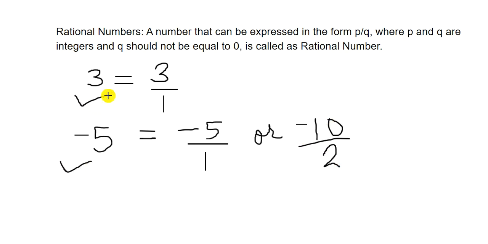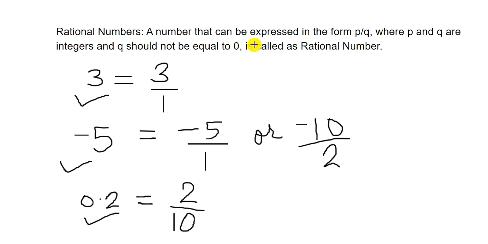Similarly, 3 is a rational number. If I give you one more example, for example, if I take the number 0.2, what do you think? Is it a rational number or not? Think. Yes, my answer is also the same. 0.2 can be written as 2 upon 10, where 2 is my numerator, 10 is my denominator, and my denominator is not equal to 0. So that is why 0.2 is also a rational number.